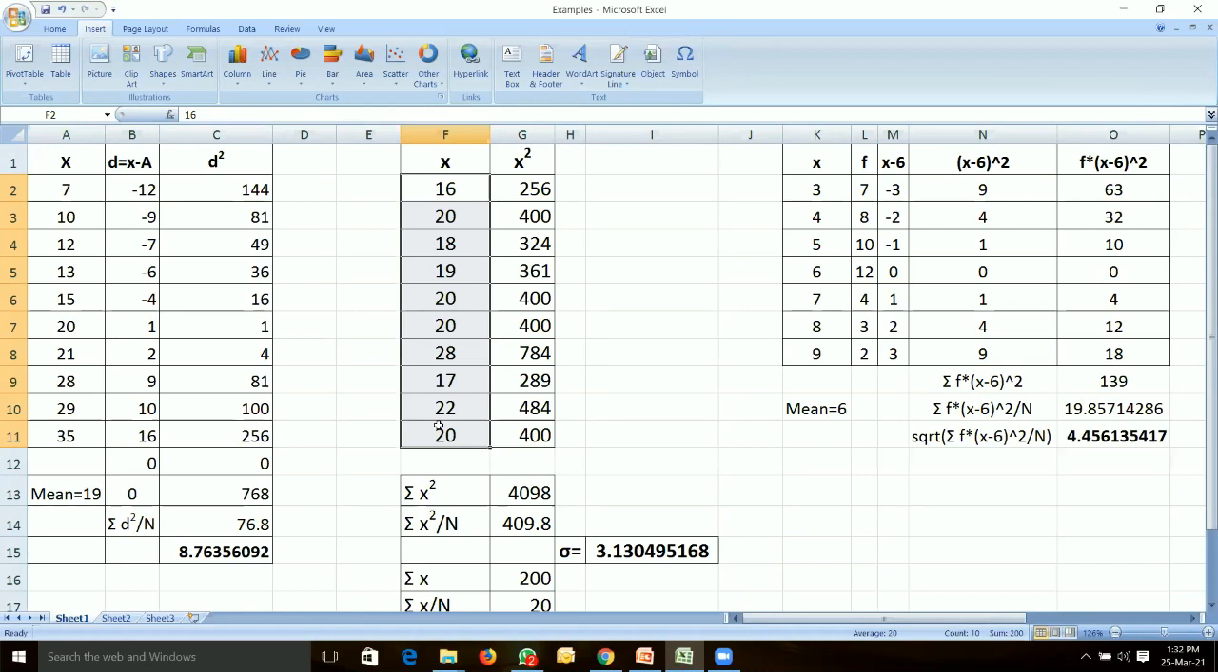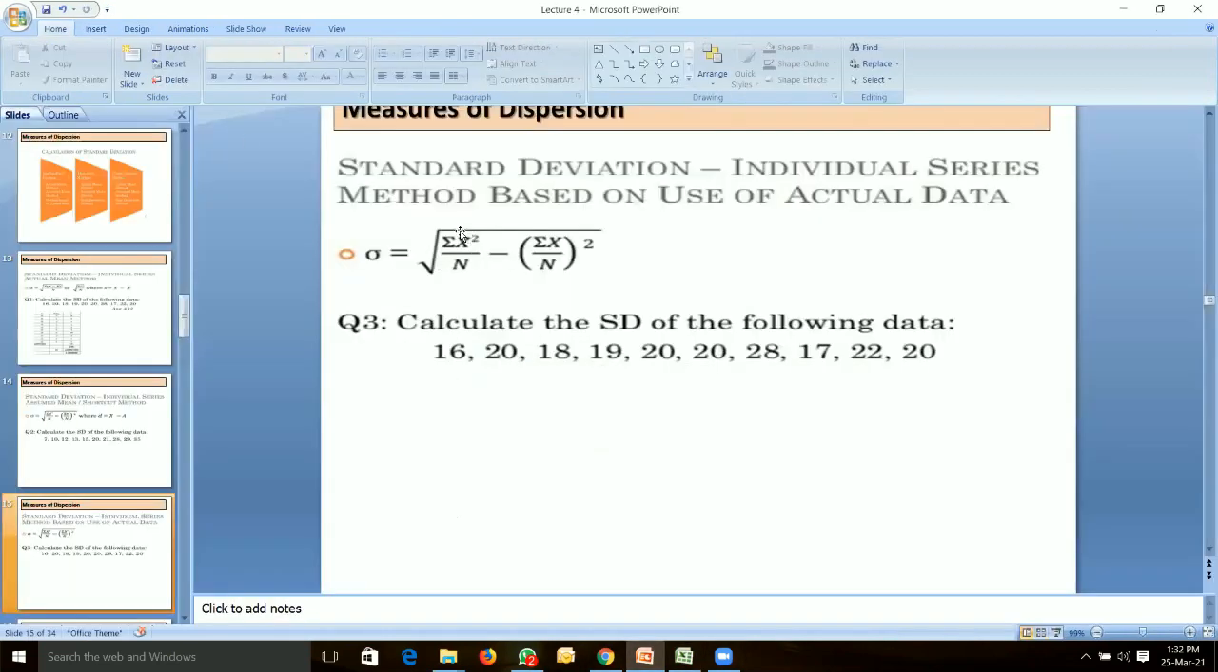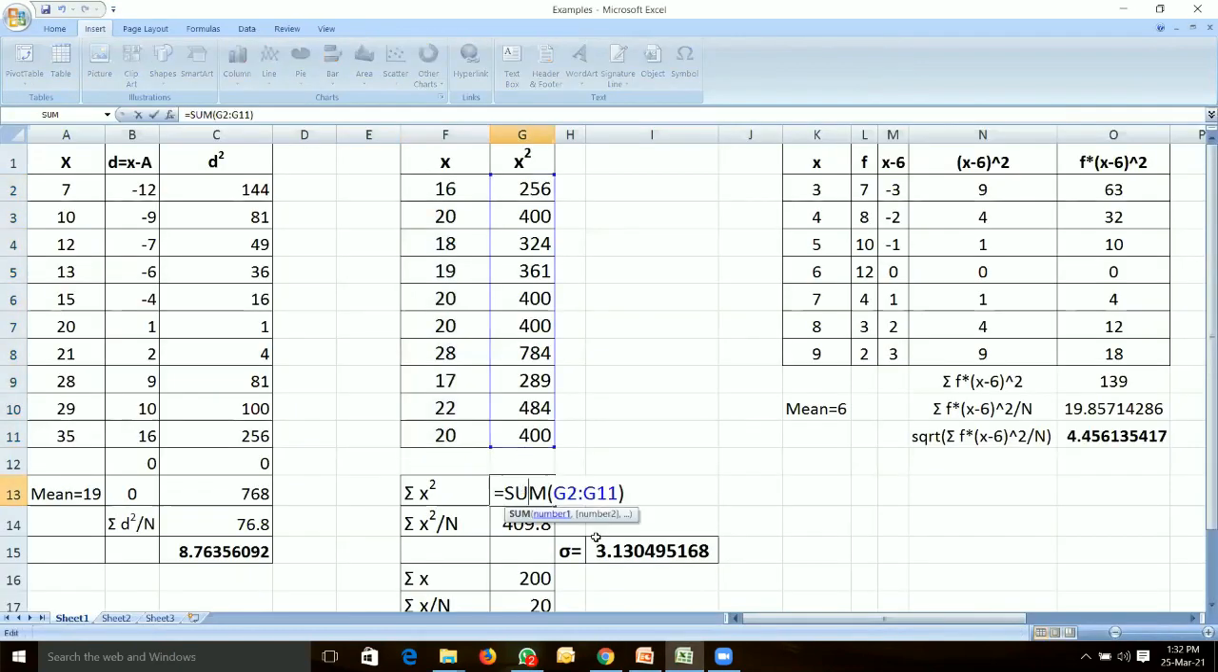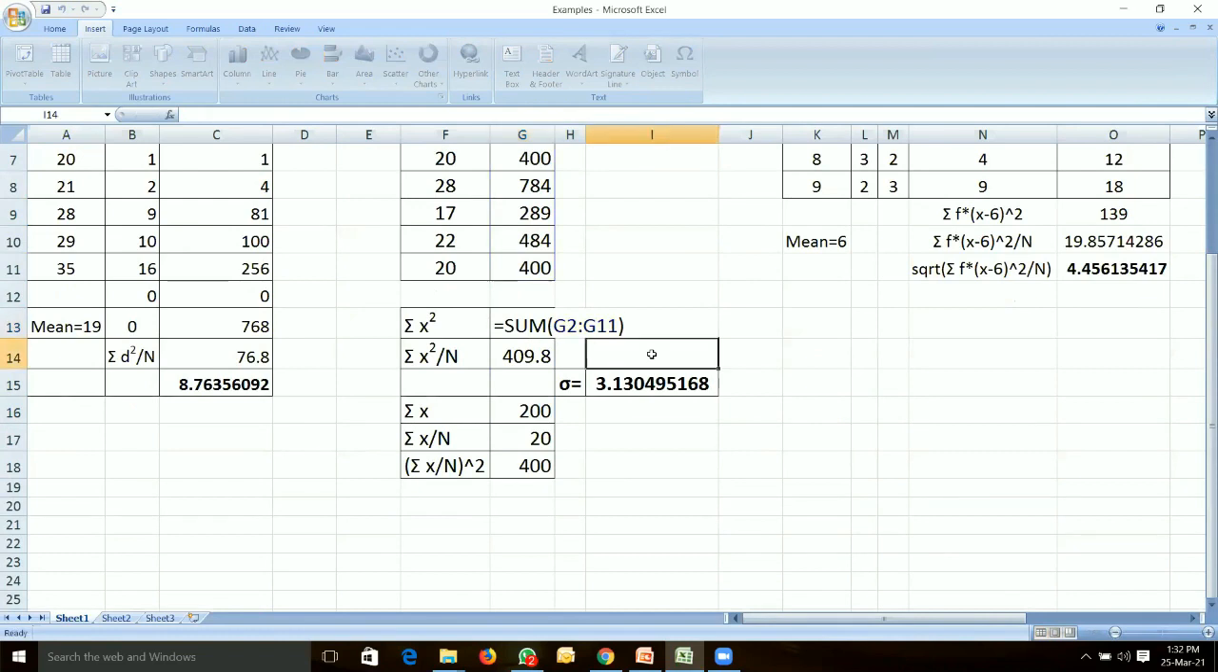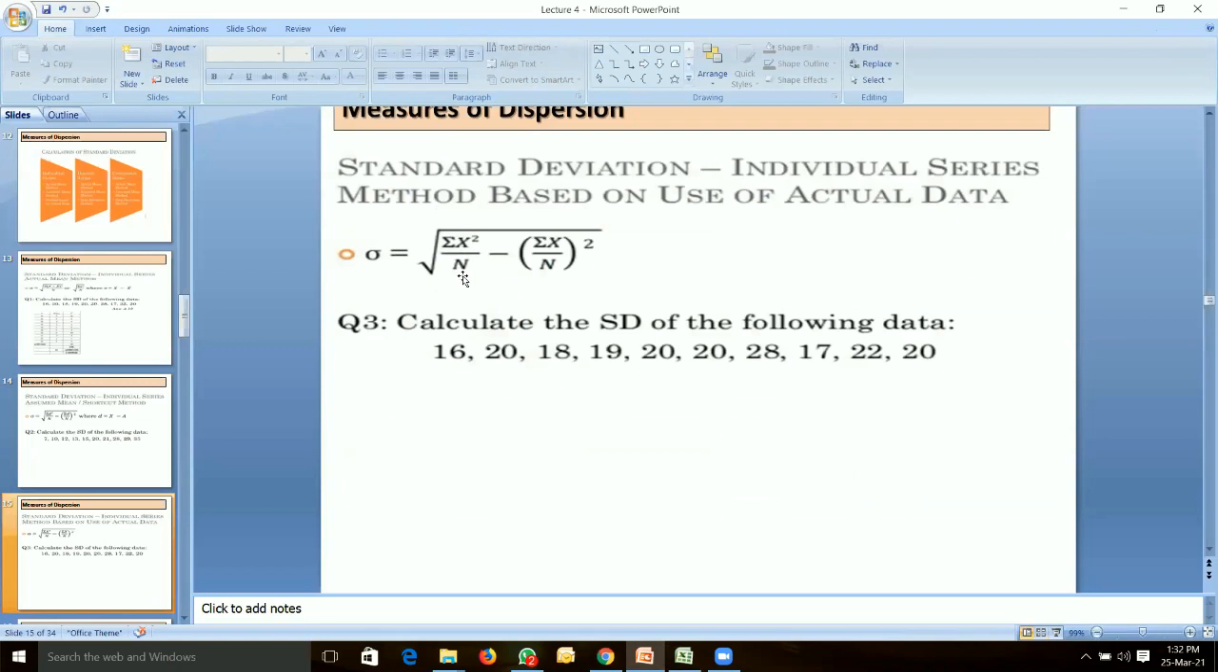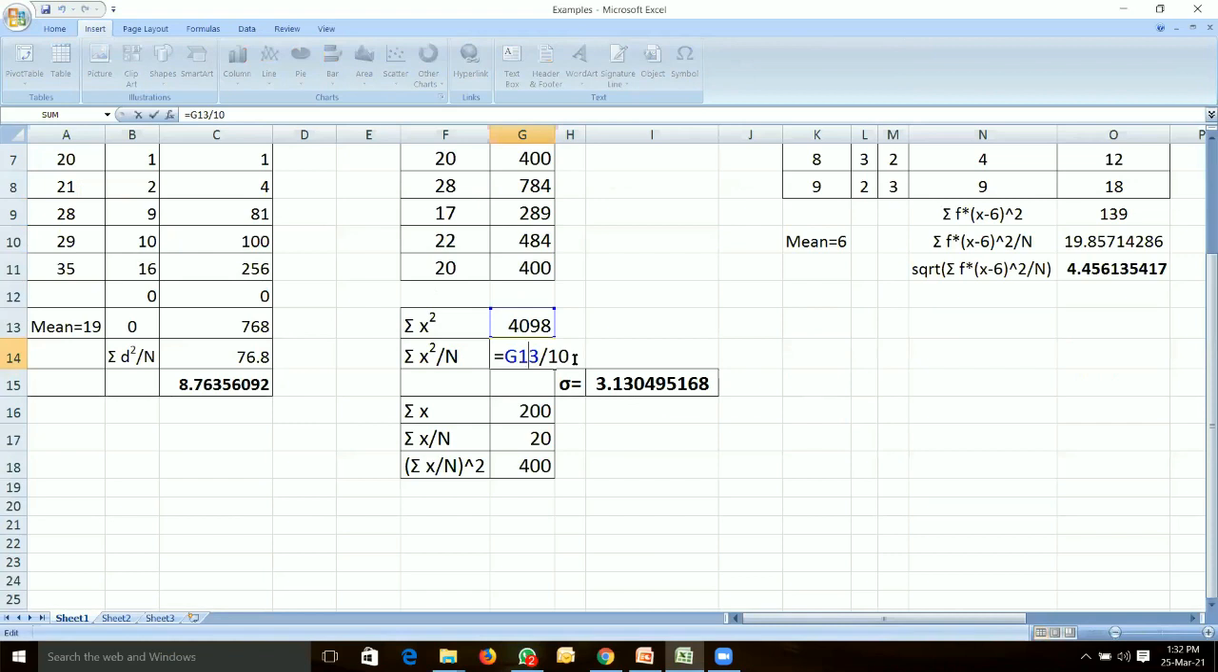X square calculate किया? Okay. Then first in our formula, what is the first term? Summation x square divided by n. So take a sum of x square. So we got 4098. Sum is a total of that particular observation. So now I got summation x square is equal to 4098. And the formula is summation x square divided by n. N is the number of observations again. So the number of observations is 10.